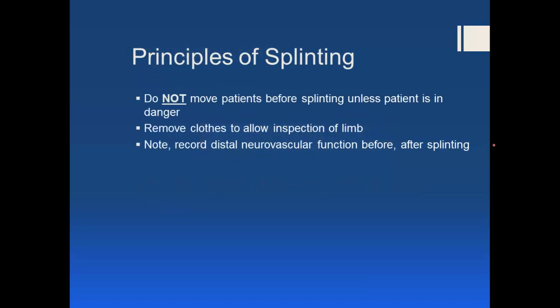So some quick principles of splinting. If you can, do not move the patients before splinting unless the patient is in danger, because if you move them, it's really going to hurt, and then why bother splinting at all if I've already hurt my patient? Remove the clothes to allow inspection of the limb. Note and record the distal neurovascular function, so CMS or CSM, if you prefer that order, whatever works for you, before and after splinting. So check it before and check it after. I want you to think about, why do we want to check it both times? The reason is that we want to verify that our splinting has actually not made the problem worse.